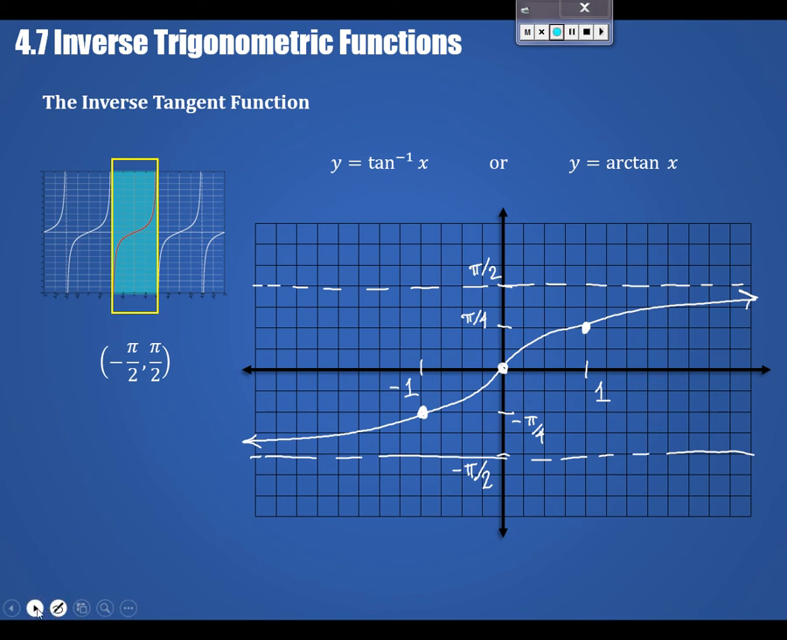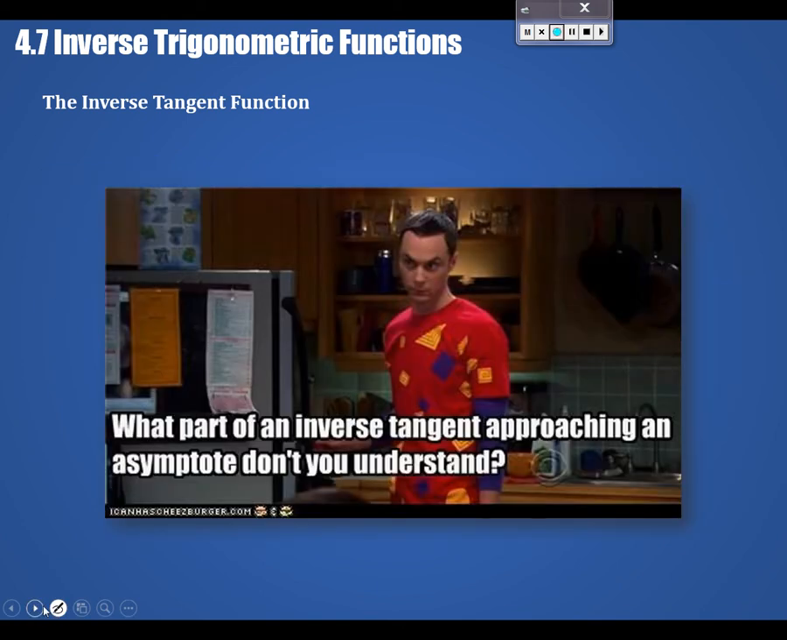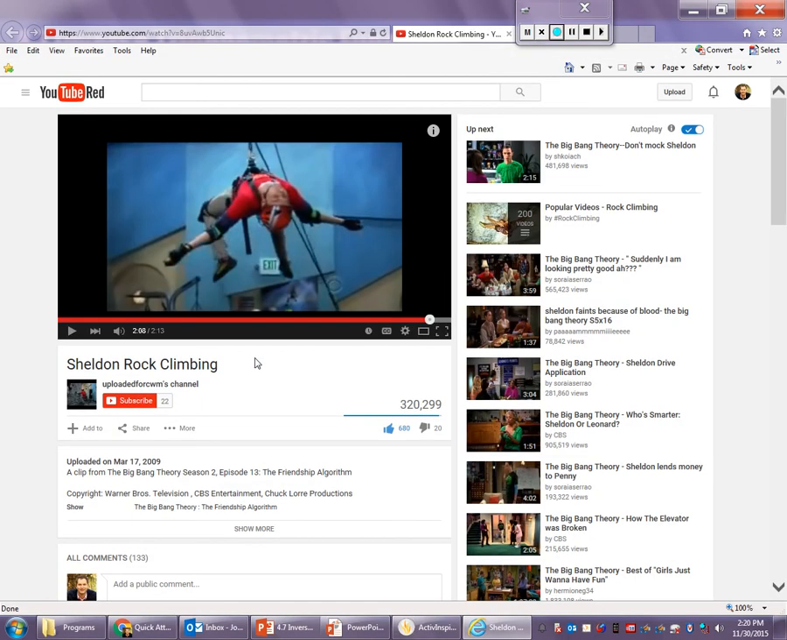Yeah, so that's the inverse tangent function, and that brings us to the multimedia portion of today's lesson.